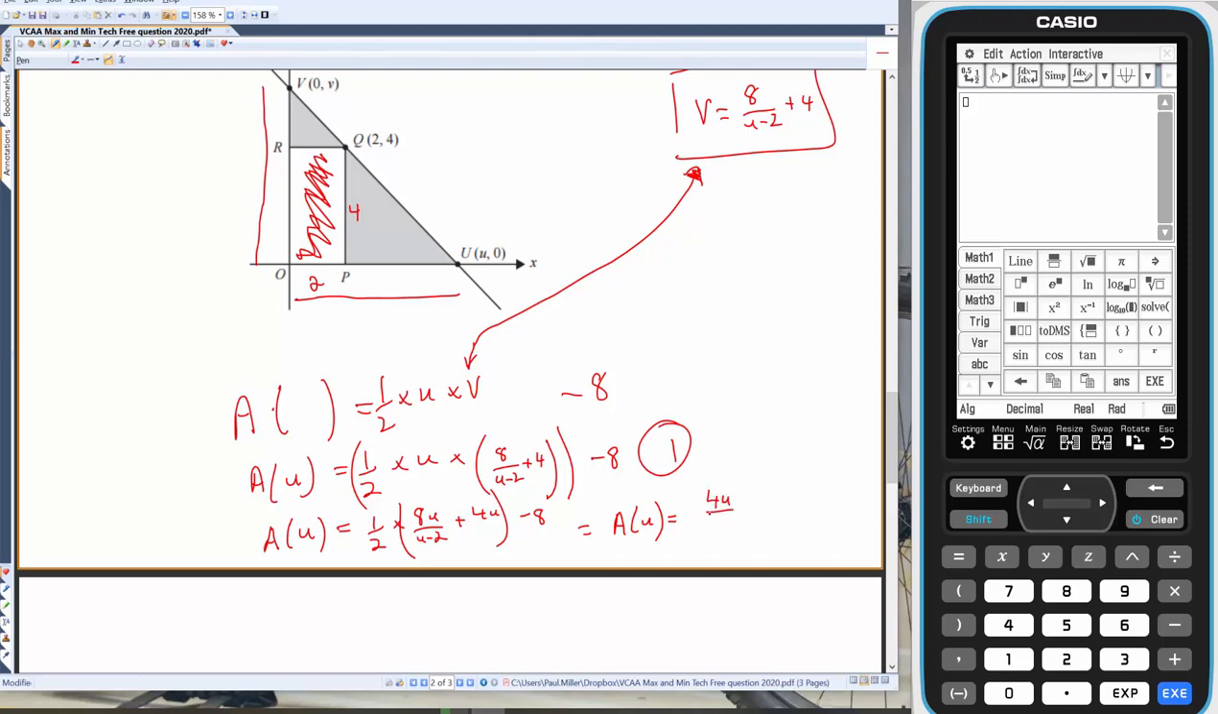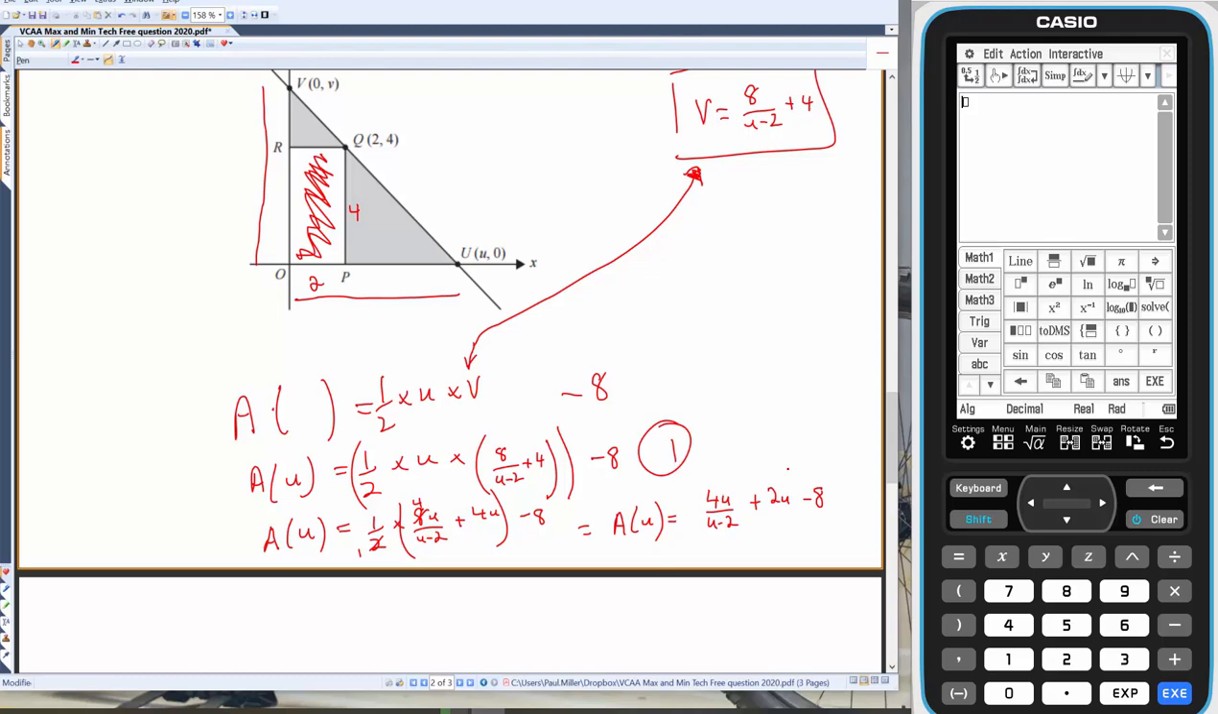4u over u take 2. So what I've done is I've multiplied that by a half and at the same time cancelled the 1 and the 4. Then multiply this by a half, which will be plus 2u take away 8.